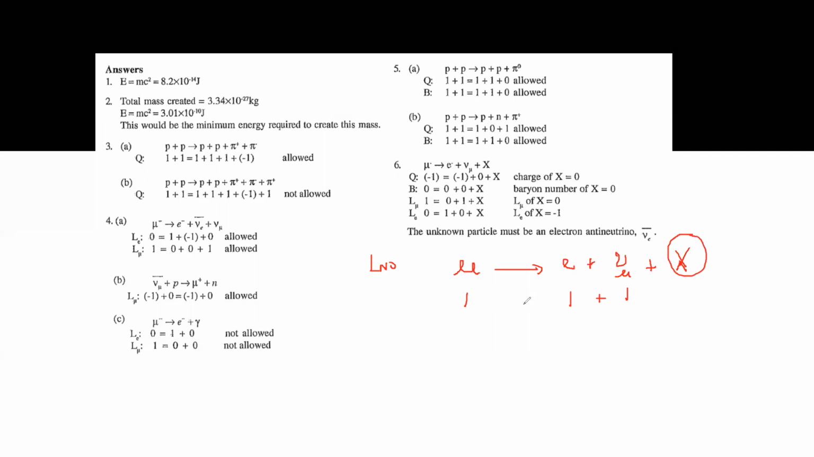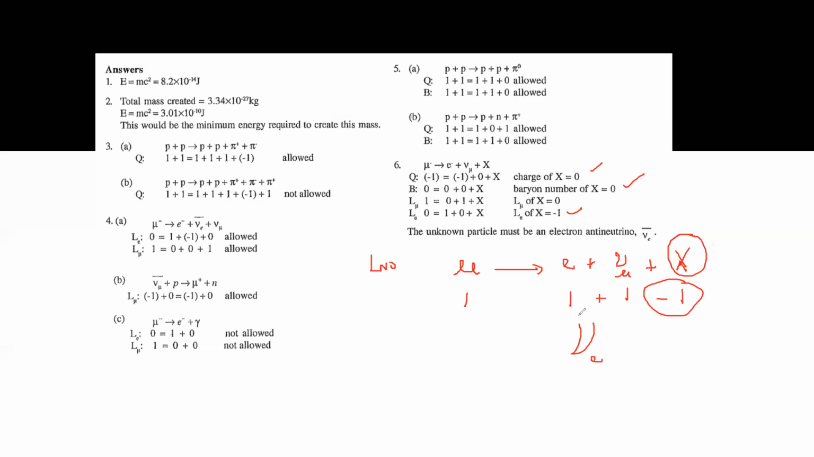So what should be the lepton number of this particle so that it should be conserved? On the left hand side, you are getting 1. On the right hand side, you are getting 2 lepton number. So what should be the lepton number of this? So lepton number should be -1. So this particle should have a charge 0, baryon number 0, lepton number -1. So which particle can be here, which follows all these properties?